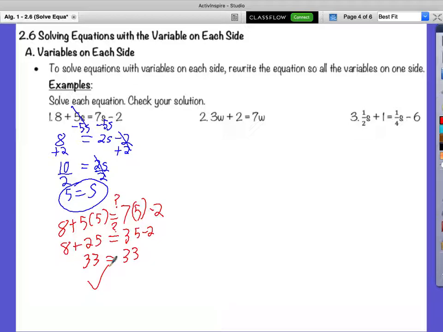Okay. Kind of question on the first one. Well, can we do the second one? Let's approach the second one first. 3w plus 2 equals 7w. Do we still have variables on both sides? Yes. Okay, so we can subtract one from the other. Think about which one we'd rather do, thinking that we want to get w's by themselves eventually, away from the numbers.